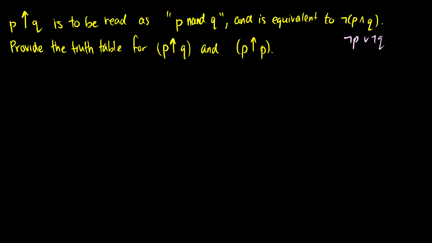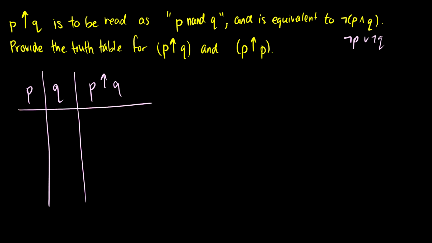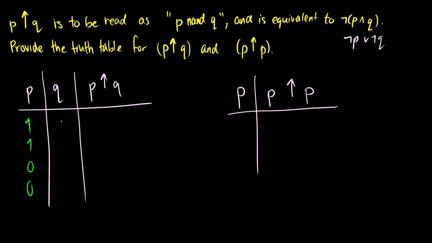So first, I want to provide the truth table for P up Q and the truth table for P up P. So first we'll do the truth table for P up Q. And we want to take a look at what this looks like so we can find some logical equivalences. So I'm going to do two truth tables just so I don't have unnecessary rows in the second. So possible combinations for P is 1, 1, 0, 0. Q is going to be 1, 0, 1, 0.